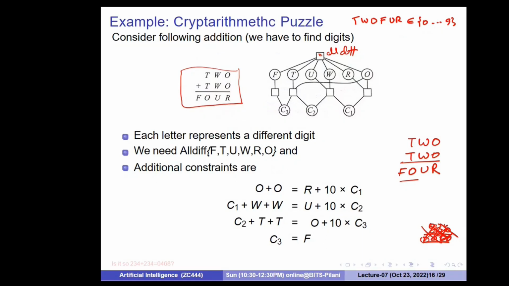To do that, I have to create some kind of mathematical understanding. This O and this O, they are added and then become R. So you know that whenever you are going to do some addition, a carry can also come. So you can write O plus O is equal to R plus 10 multiplied by C1. Am I right or not?